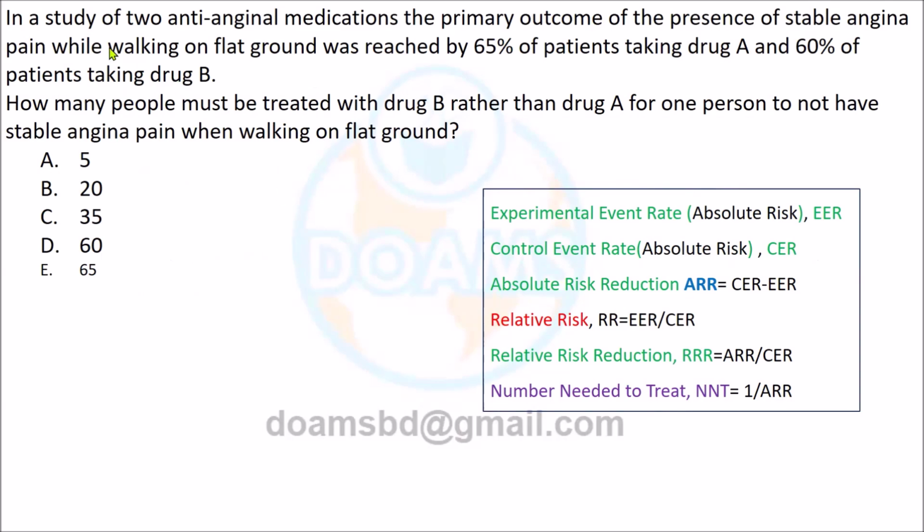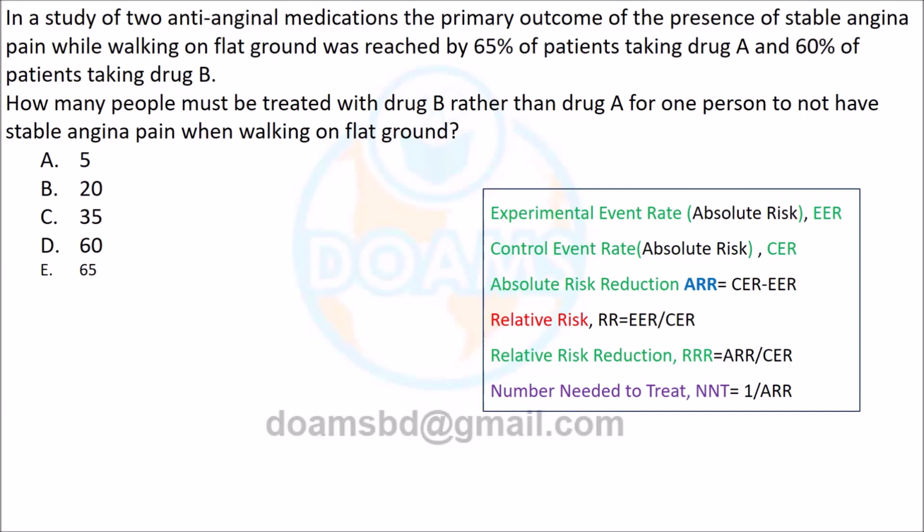Dr. Nawaz, please, can you read? Yes, in a study of 20 anginal medications, the primary outcome of the presence of stable angina pain while walking on flat ground was reached by 65% of the patients taking drug A and 60% of the patients taking drug B. How many people must be treated with drug B rather than drug A for one person to not have stable angina pain when walking on flat ground? Now you understand that actually they are asking about possibly number needed to treat, right? Yes, maybe number needed to treat.